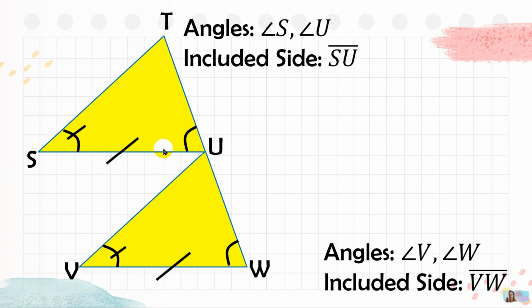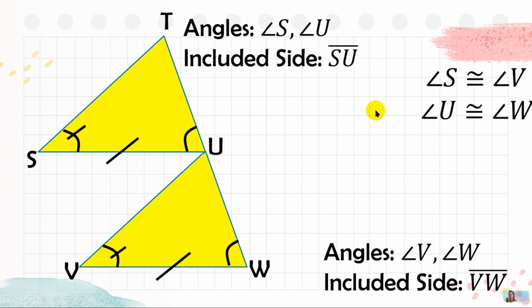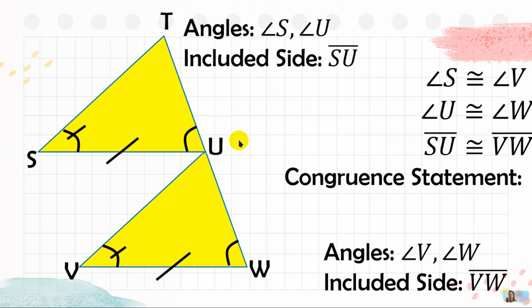Now, what are the three corresponding congruent parts of these triangles? We have angle S, congruent siya kay angle V, angle U, congruent siya kay angle W, and then side SU, congruent siya kay side VW. Then, for the congruence statement, so we have here triangle STU congruent to triangle VWU. So, accepted na po ito as congruent triangles because pasok siya sa ating postulate, which is the angle side angle. Again, angle side angle congruence postulate. So, that's what ASA means.